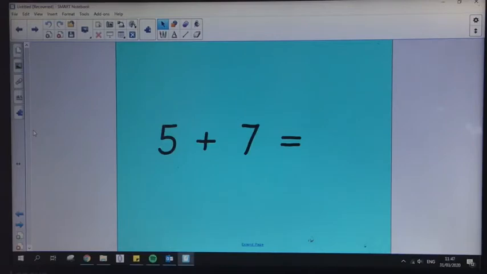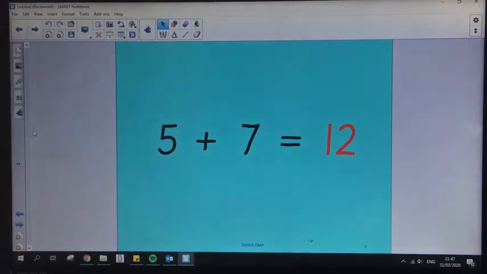Question 1 is 5 add 7. So pause the video here to give yourself some time to answer 5 add 7. Okay, get ready to go through the answer. So 5 add 7 equals 12.